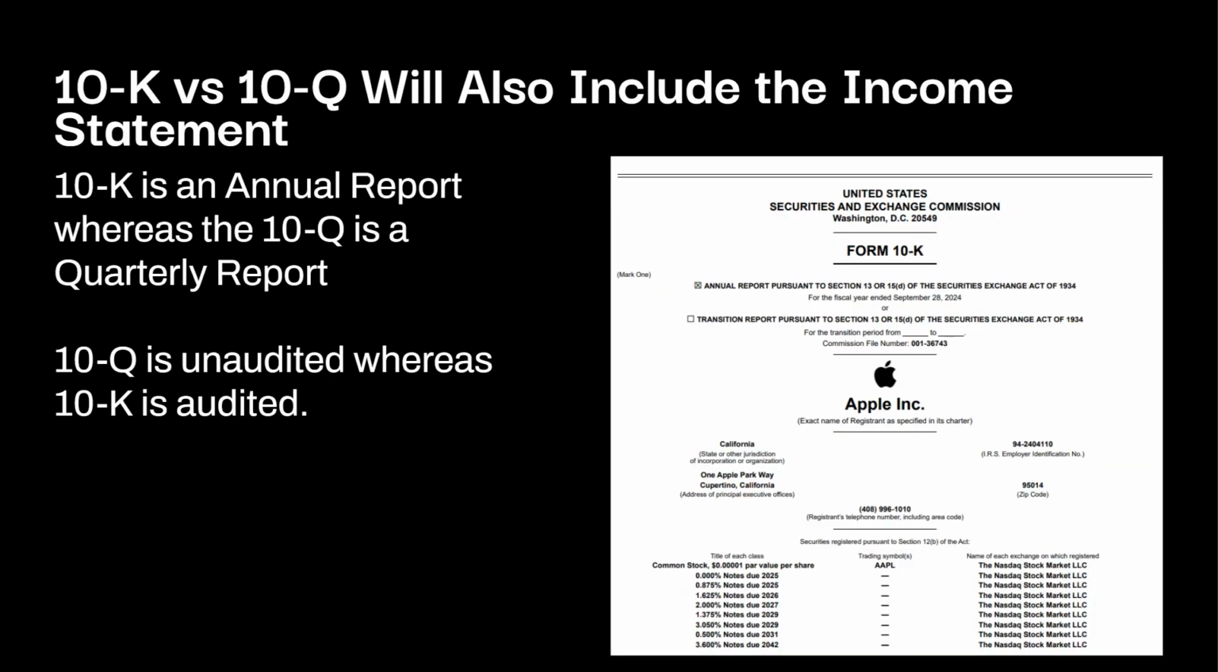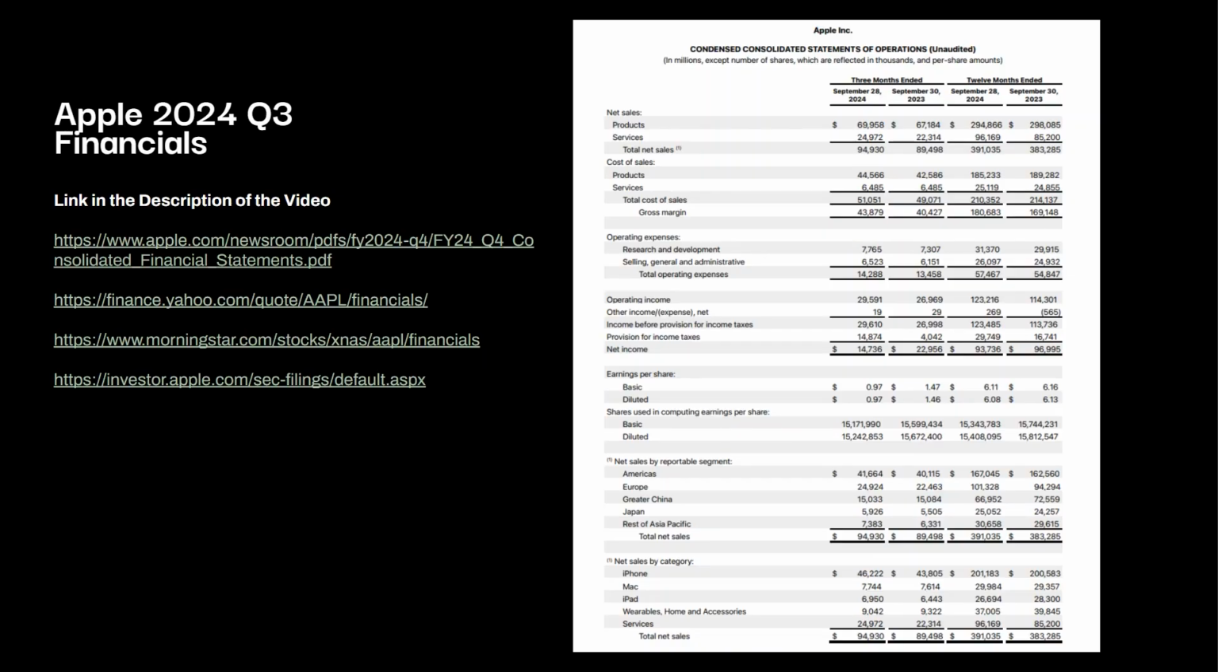Also, I should mention, you'll find this on the 10K versus 10Q. That'll include the income statement. 10K is going to be an annual report, where 10Q is quarterly. 10Q is unaudited, where 10K is audited. So if you've ever seen statements where it says unaudited versus audited, that is. All right, so a few ways you can grab Apple's financials.